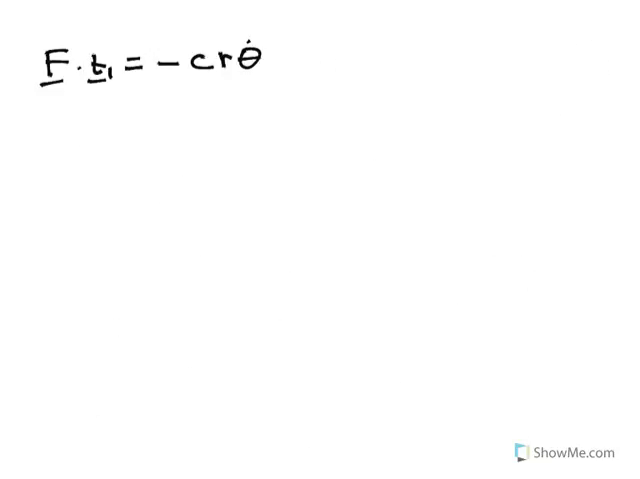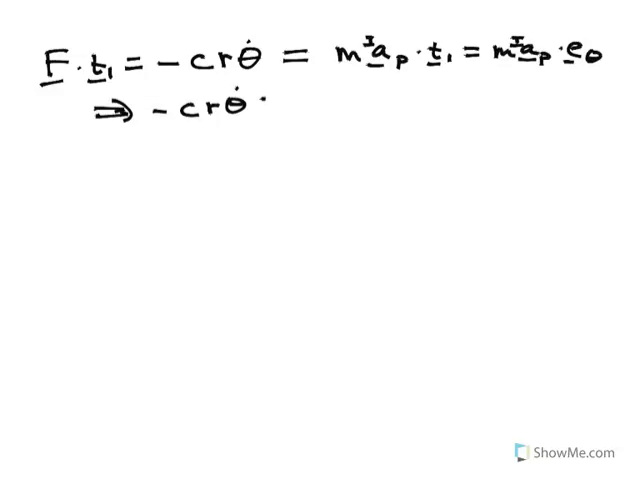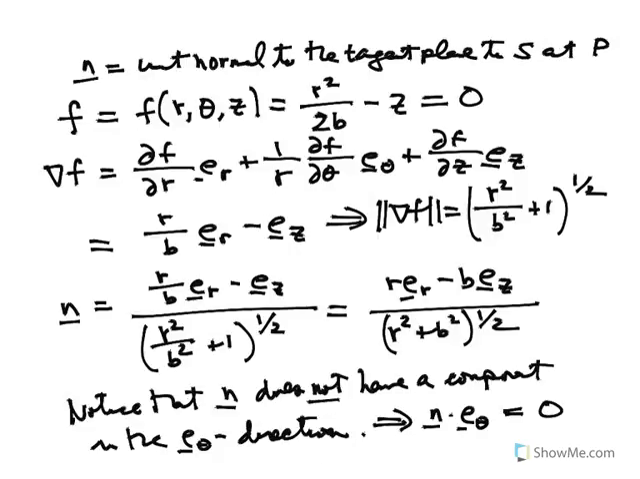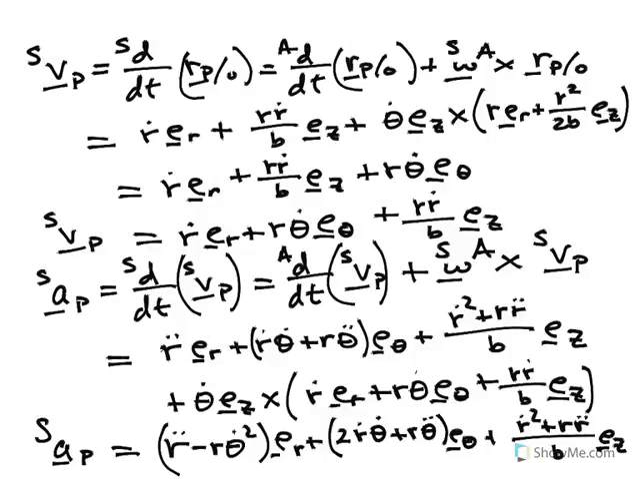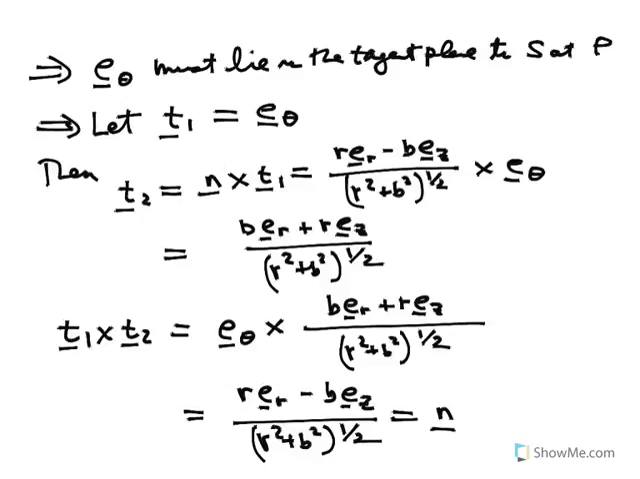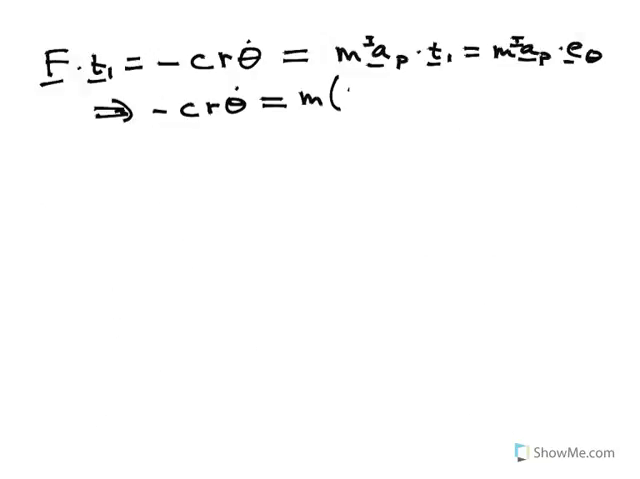So this gives me minus c r theta dot is equal to, and that has to equal the mass times the inertial acceleration dotted with T1, which is equal to the mass times the inertial acceleration dotted with e_theta. If I look back at the inertial acceleration, I have the e_theta component as 2 r dot theta dot plus r theta double dot. That's the first differential equation.